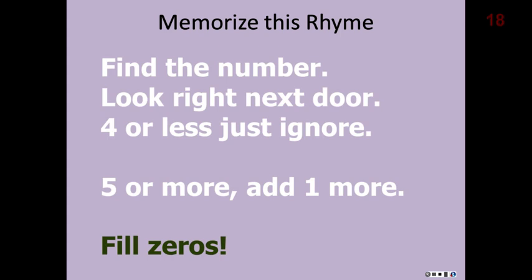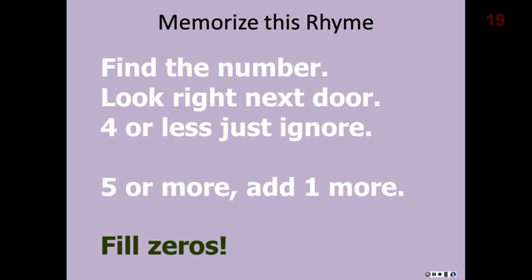Find the number, look right next door, 4 or less, just ignore. 5 or more, add 1 more. And because we're doing whole numbers today, the last line is fill zeros. So let's sing it together. Find the number, look right next door. 4 or less, just ignore. 5 or more, add 1 more. Fill zeros.